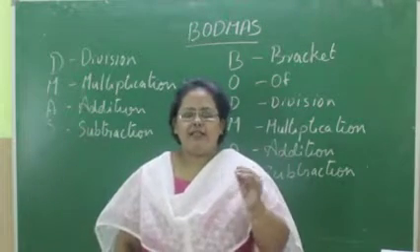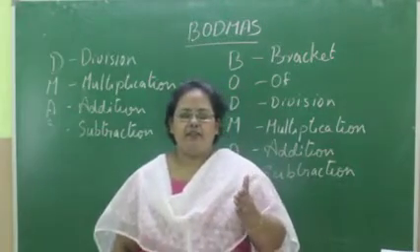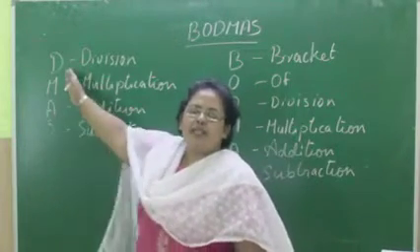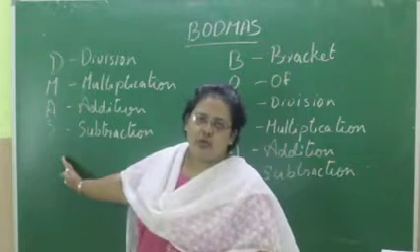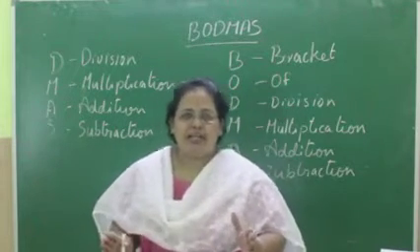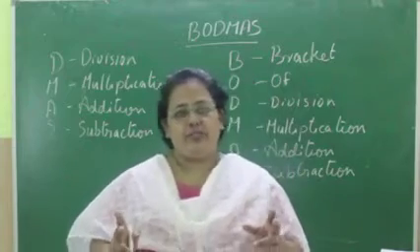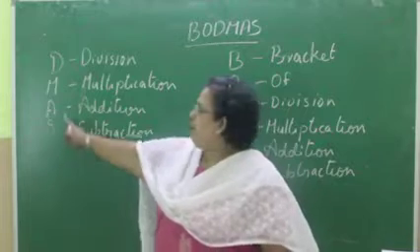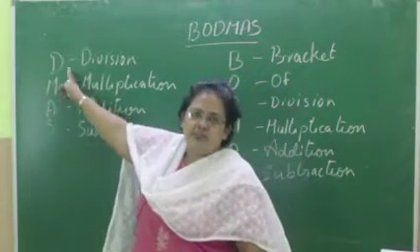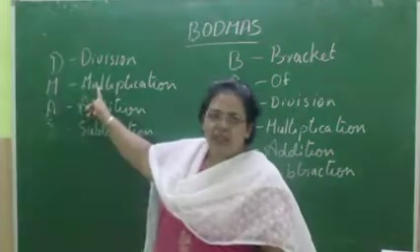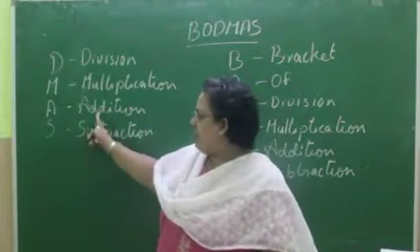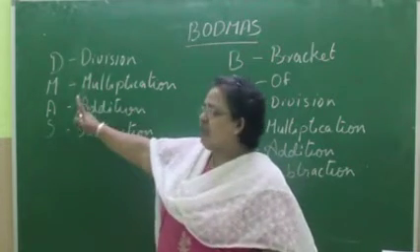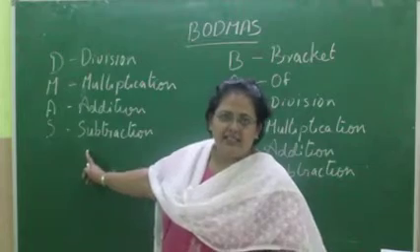So for that the mathematicians have evolved a rule which is called DMAS. With this DMAS rule you have to do it. That is, when you get a problem with more than two operations, you have to follow the rule DMAS. I hope it is clear. So D is for division, M is for multiplication, A for addition and S for subtraction. So first you have to do division, then multiplication, then addition and then subtraction.